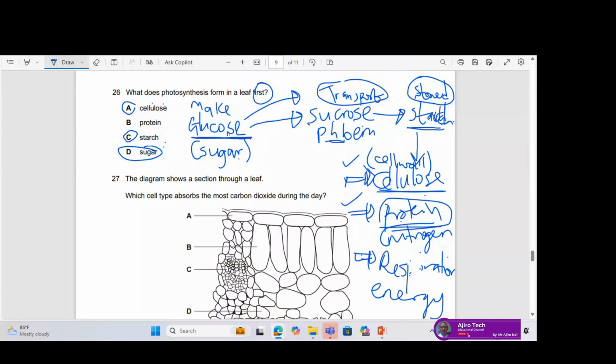They can convert the sugars to cellulose to make cell walls. They can convert it to proteins when nitrogen is added to it, or amino acids, which they use for growth and development of leaves, roots, and stems. They can use it for respiration to release energy for metabolic activities.